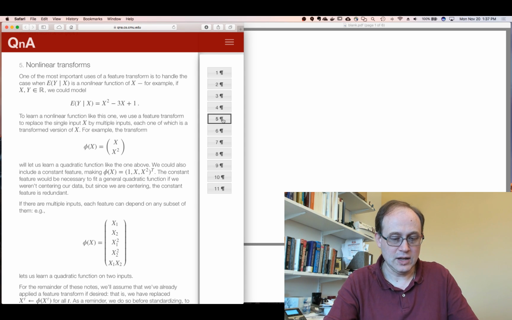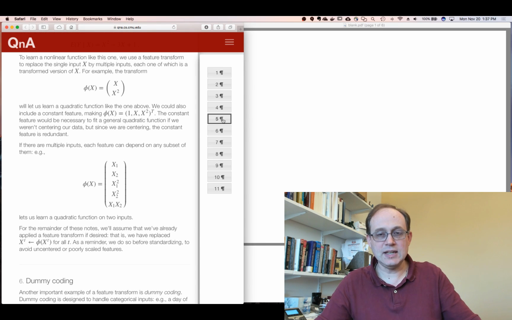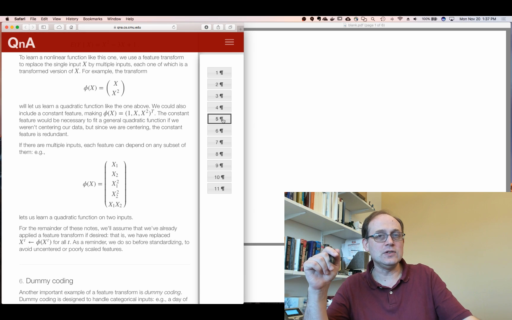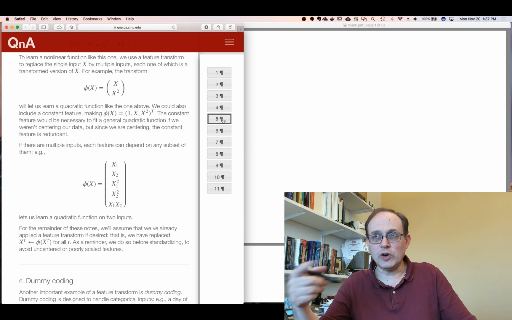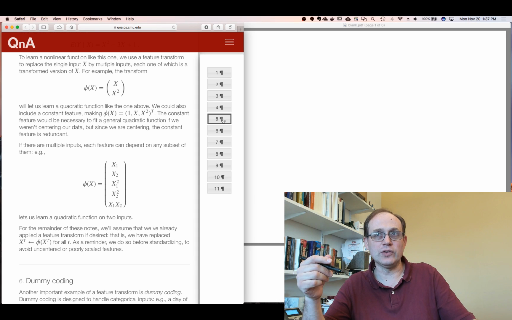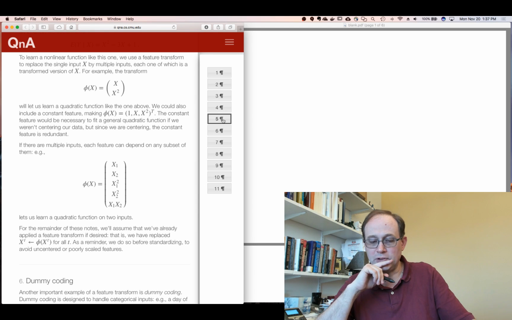All right, and so with a feature transform, again, it's the absolute first thing you do. You do it before centering and before variance normalization, before any of that sort of stuff. Because, well, if you did it after centering, the feature transform could uncenter your variables.